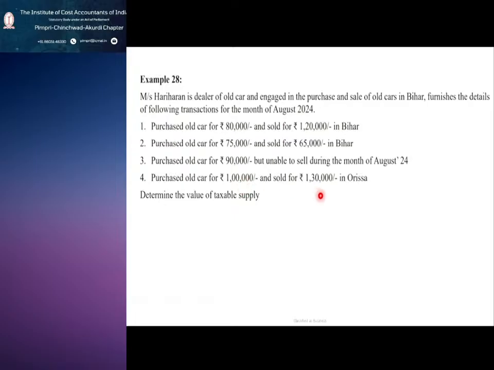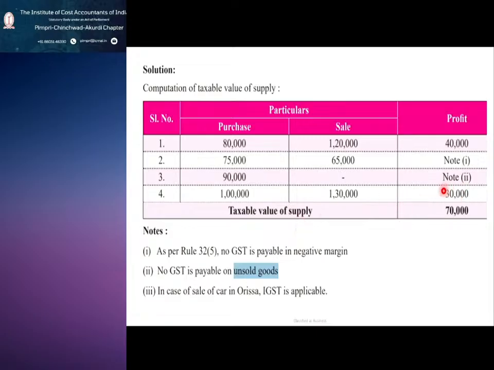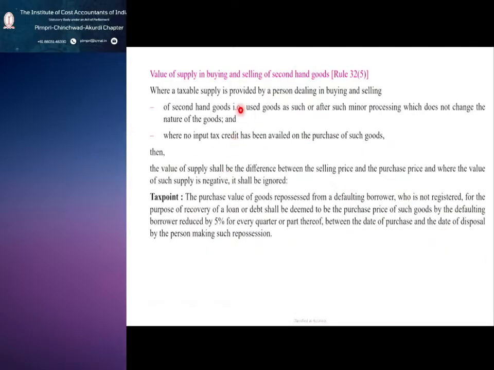Because 1 lakh and 1,30,000, you get a margin of 30,000. So for the 30,000 IGST is applicable. You can give the remarks. You can show what is the taxable value of supply. So in that material, if you see here, of second hand goods, used goods after such minor processing which does not change the nature of goods, and where no ITC availed on purchase of such goods, then the value shall be difference between the selling price and purchase price. Where the supply is negative, it shall be ignored.